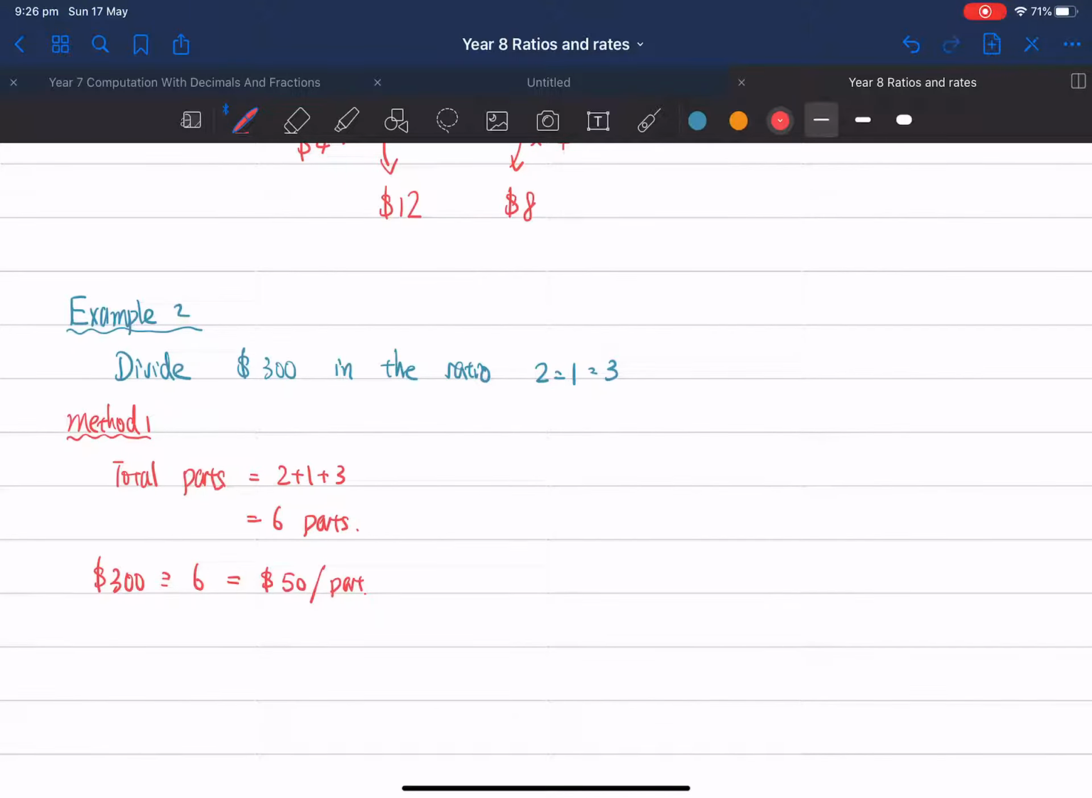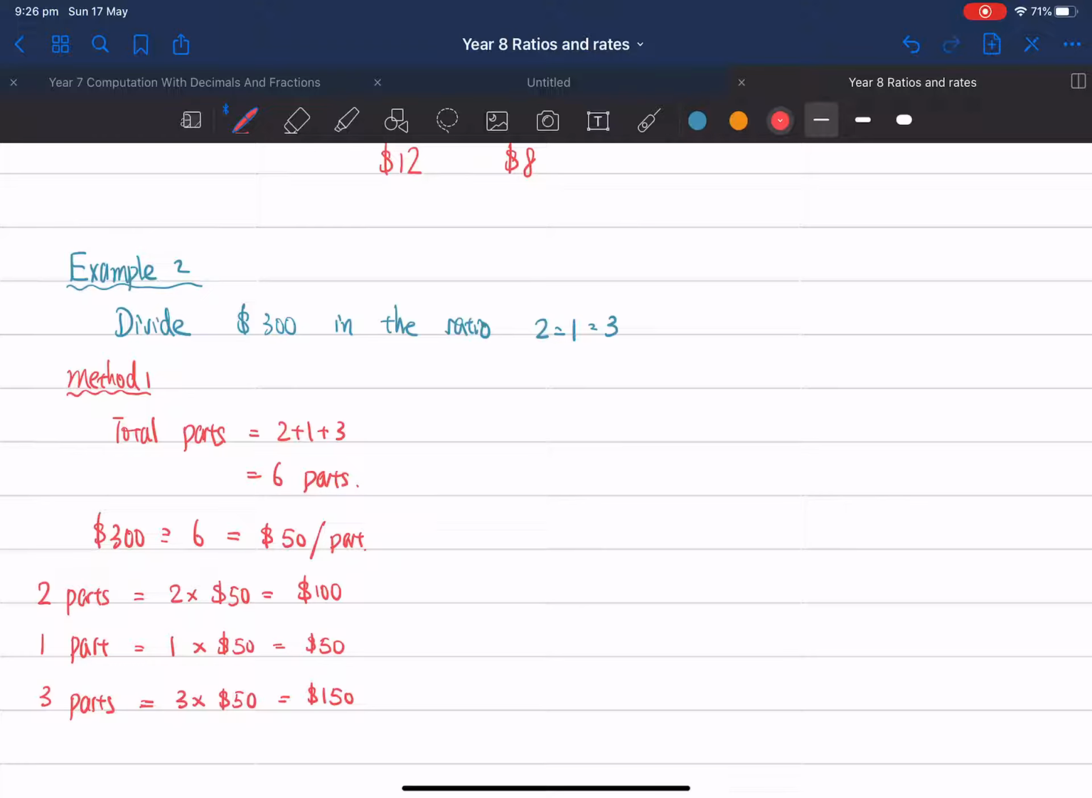So that's it. We got the answer: 100 to 50 to 150. That's the sharing. Now, for the second method, we call that the fraction way, the fraction method. So the first method is called the unitary method.